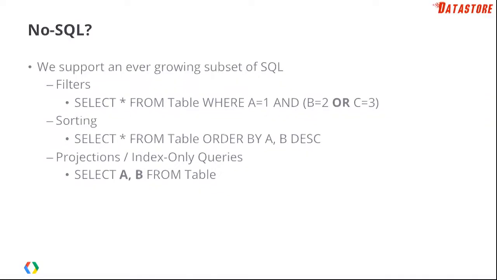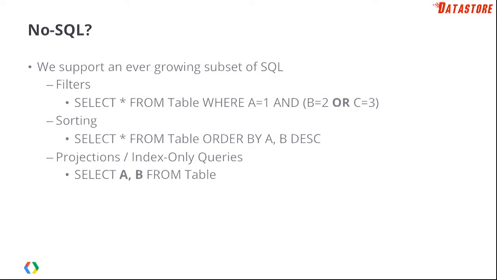Actually, NoSQL is kind of a misnomer for the data store, as we support an ever-growing subset of a structured query language similar to SQL. Specifically, we support a wide range of filters. We just added support for OR in both Java and Python, so you can combine these filters with OR, and sub-expressions. It supports arbitrary sorting. And we also added recently projections or index-only queries where you can only retrieve a few properties from your entities, and it's much faster and cheaper than retrieving the whole entity.